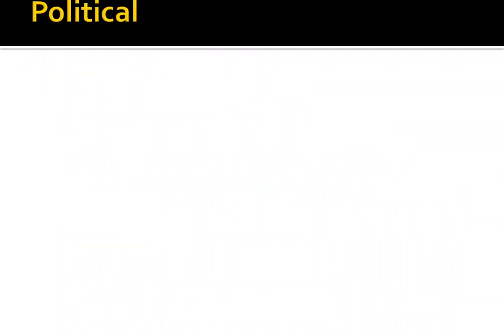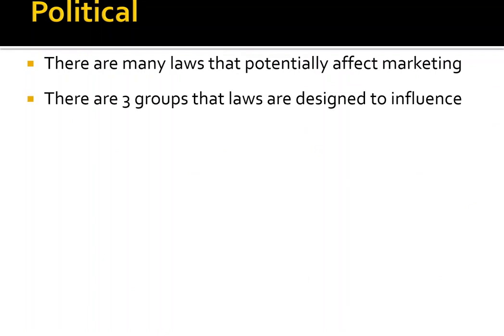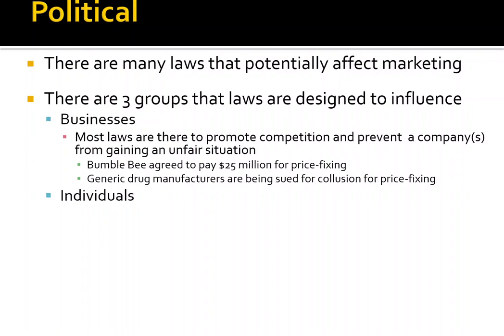Political legal. So this is a pretty big one too. So there's lots of laws that potentially affect marketing, right? But basically what I want you to know is there are three groups that the laws are designed to influence or protect, right? So the first is businesses. And what's the main goal in businesses? Okay, to promote competition and prevent companies from gaining an unfair advantage or situation. They want a level playing field. Why? Because it's competition, right, that makes capitalism work for society, businesses, and people.